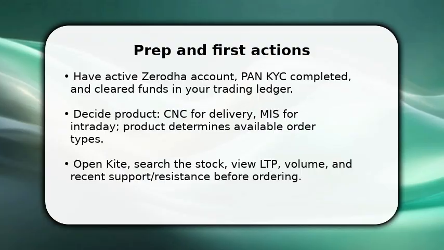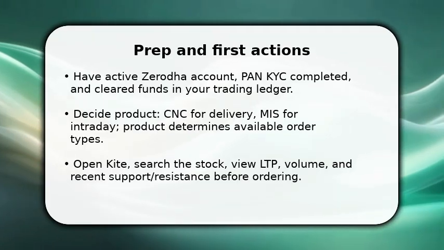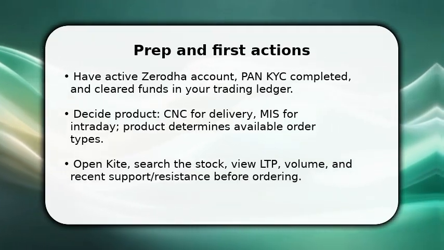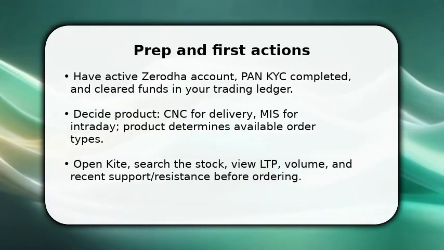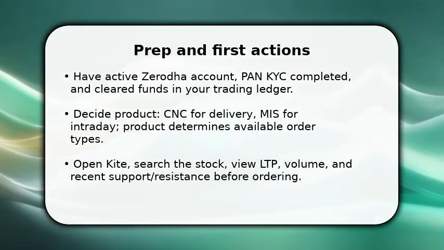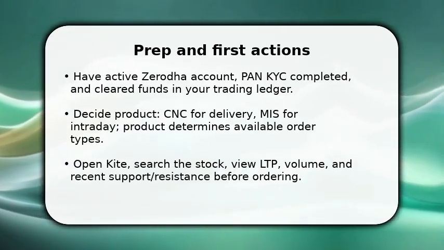You have the basics ready: logged into Kite, funds settled, and a stock picked. First, confirm whether you want delivery, CNC, or intraday, MIS, because that choice controls order types and margins. Next, open the stock page, check live price action, volume, and a quick support level.